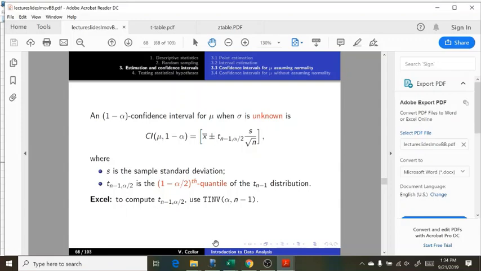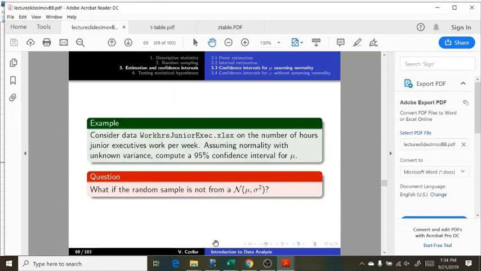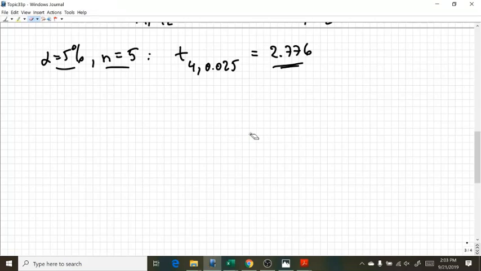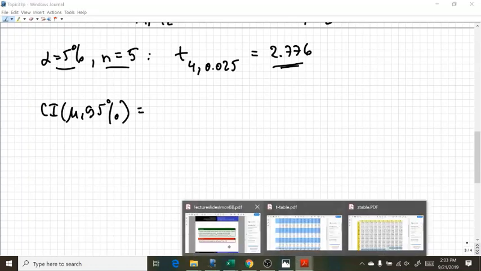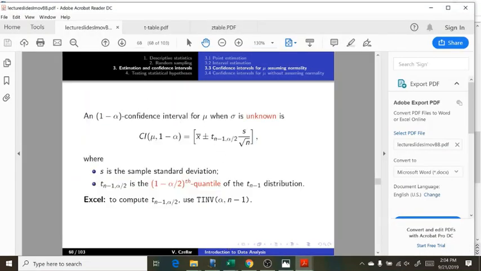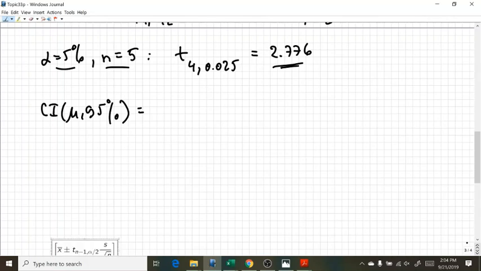So now, how to concretely calculate the confidence interval? Let's consider an example. Here we have again the Work Junior Executive dataset, and we would like to calculate a 95% confidence interval for mu, but this time without fixing sigma to 5. So let's calculate the 95% confidence interval for mu in this example. Well, the formula is, we said, almost the same as above, but I need to replace the z values by t values, right? And sigma by the sample standard deviation.